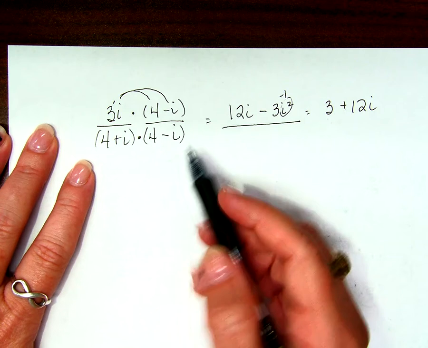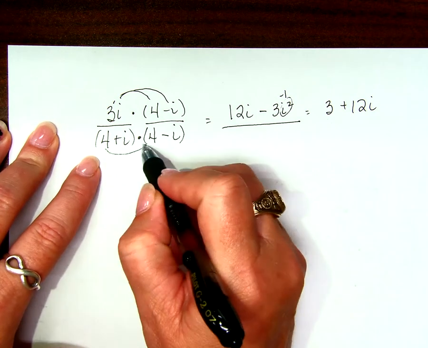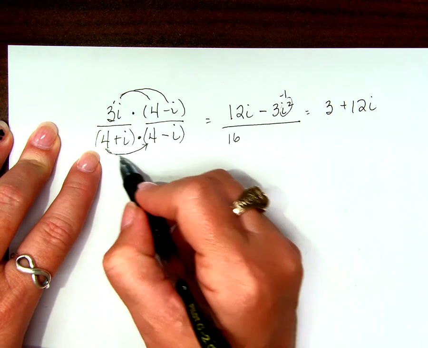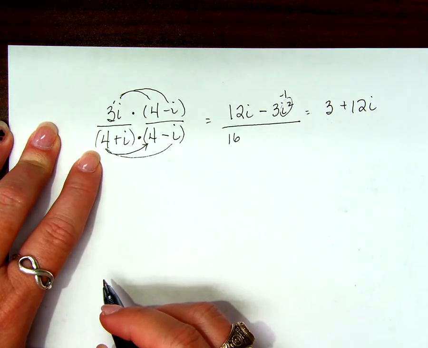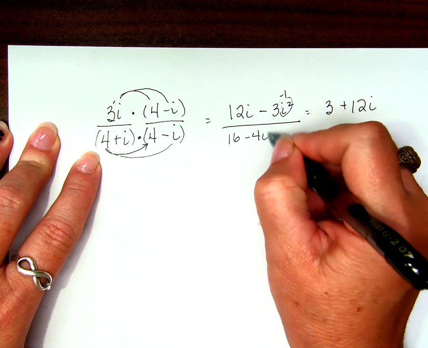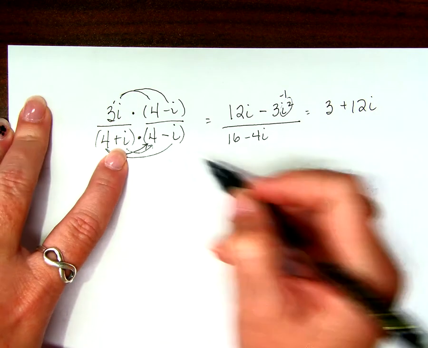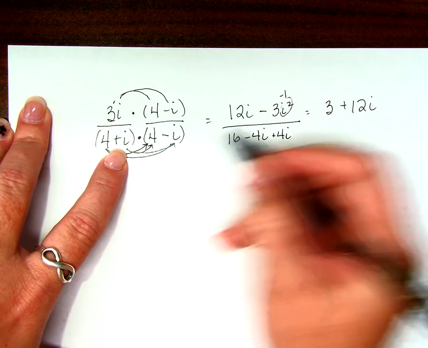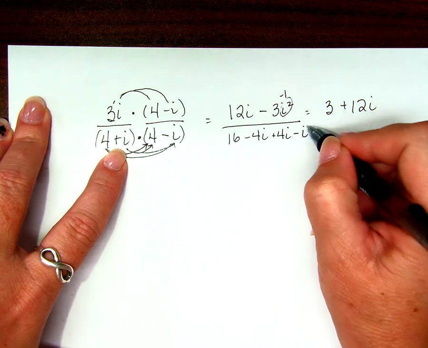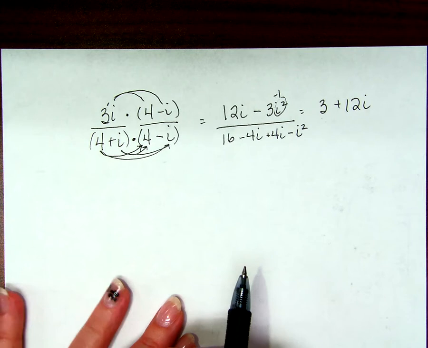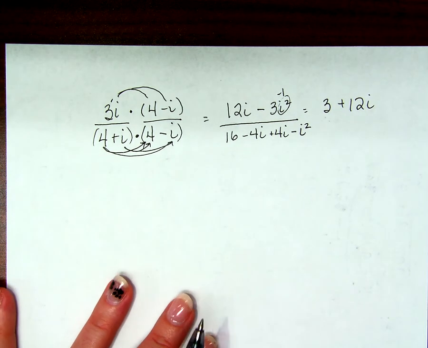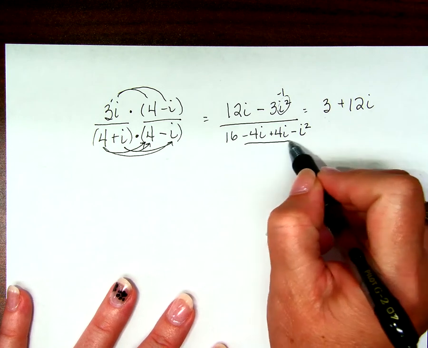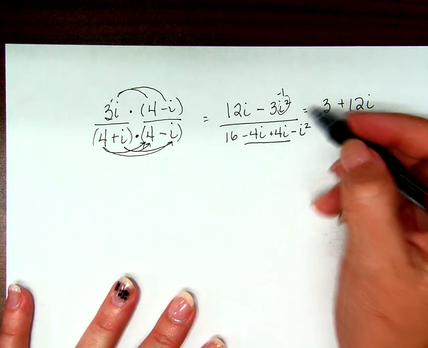So for the denominator, does it just go away? It doesn't just go away, does it? We say 4 times 4, what is that? 16. And 4 times negative i, negative 4i. And then we have i times 4, which is plus 4i. Oh, nice. And then i times negative i, squared. Now do you see why we choose the complex conjugate? Because look what happens to those middle two terms. Yeah, that's 0, isn't it?